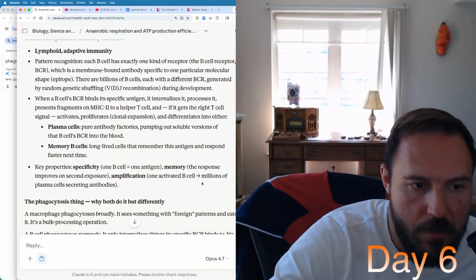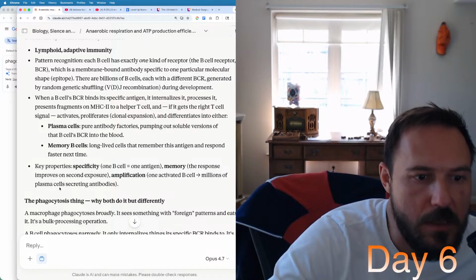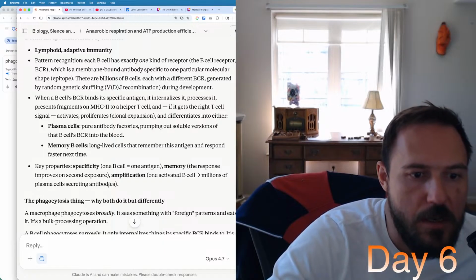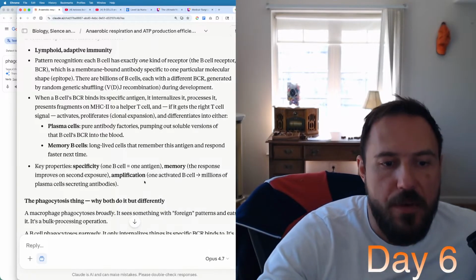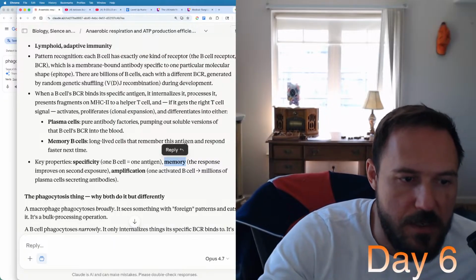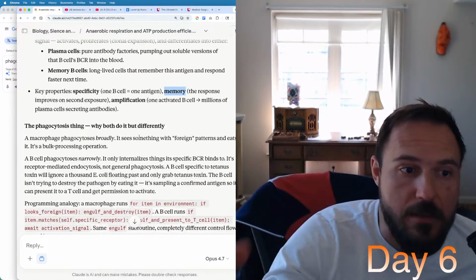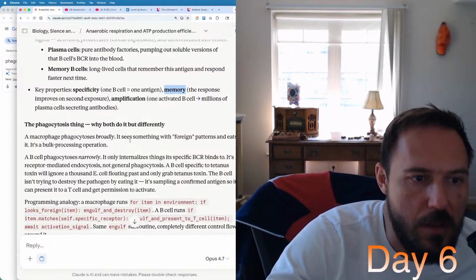Amplification. One activated B cell, millions of plasma cells secreting antibodies. Okay. Amplification of signal, memory, and specificity. It could just list that. The pathologist thinks why both do it but differently.